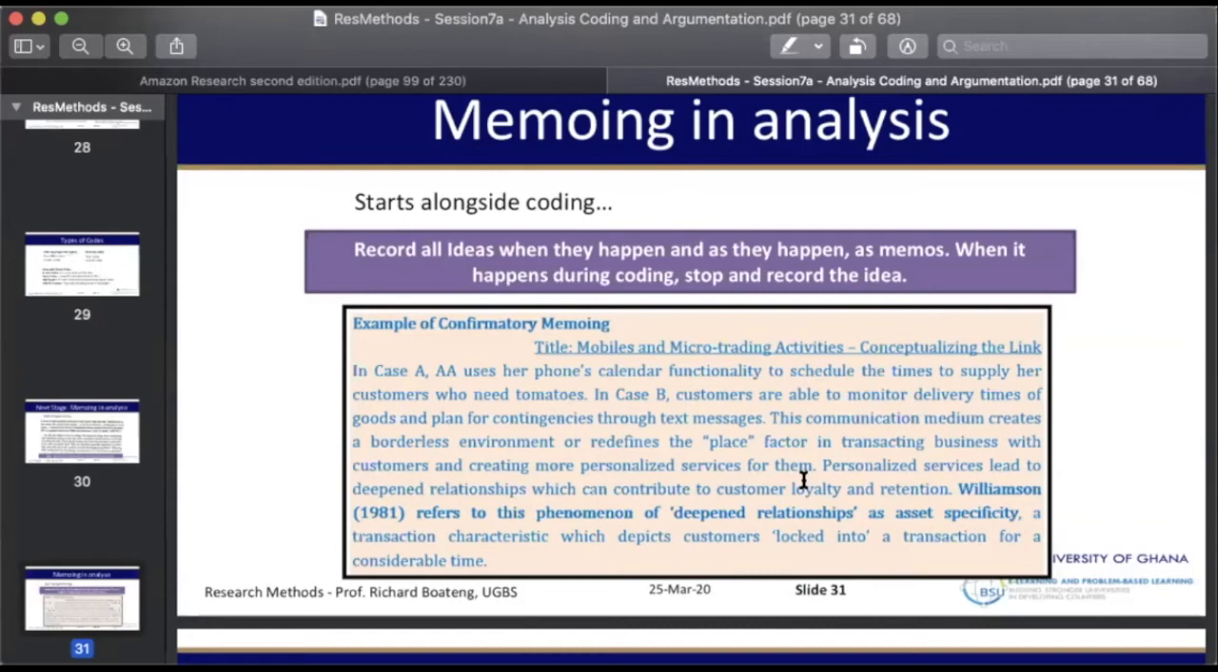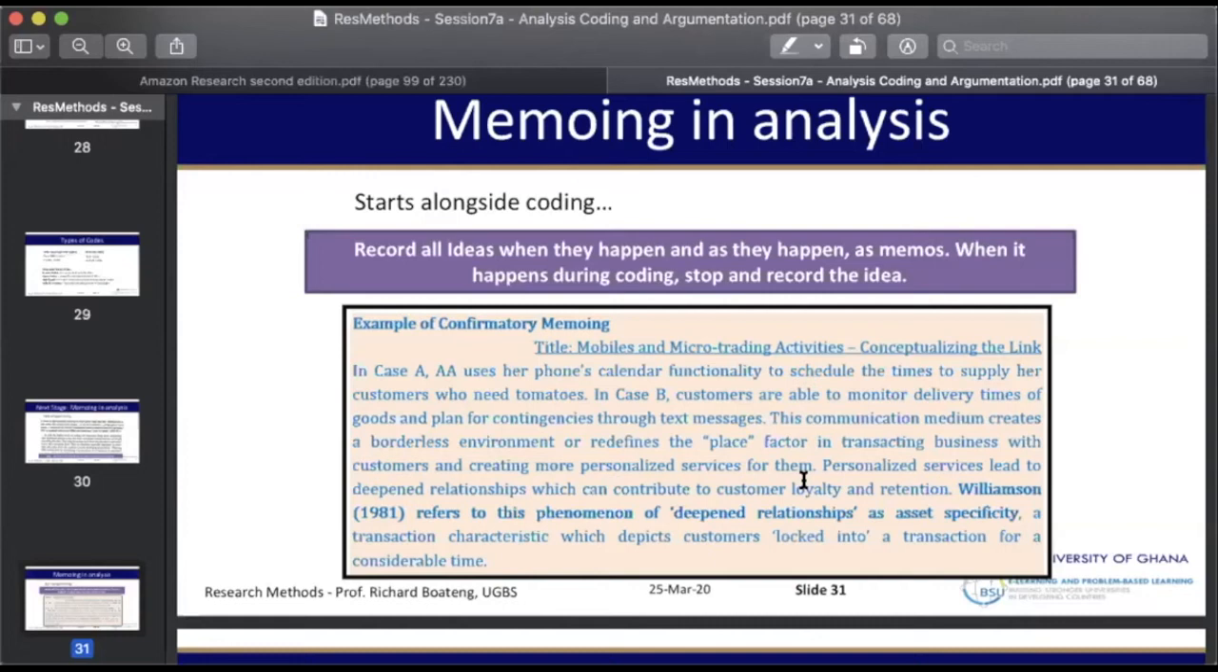So you can see that here. Number two, it means that A does not need to go and see the customers face to face, but can do that through the phone. Number two, in case B, customers are able to monitor delivery times of goods and plan for contingency through text messages. Now, the same thing, the customer doesn't have to be at the farm to see what is happening. You can actually talk to the customer.